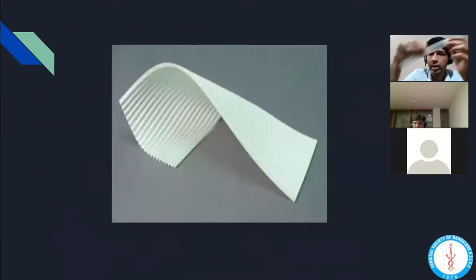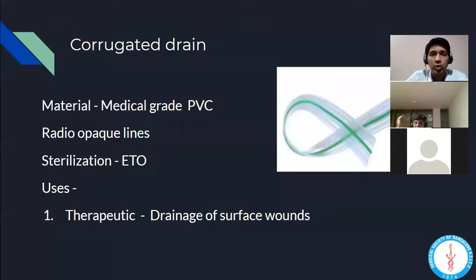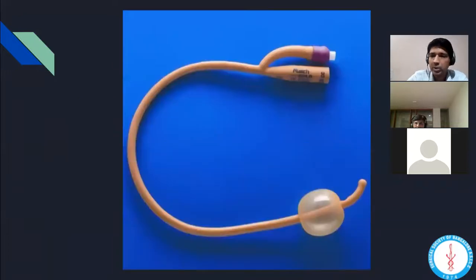Then we have the corrugated rubber drain. This can come with or without radio opaque lines. This is again made up of medical grade PVC, and this is used to drain the superficial structures or superficial wounds or surface wounds. Then we have a Foley's catheter. This is made up of either silicone or latex. Okay, and again, this is sterilized by ETO.